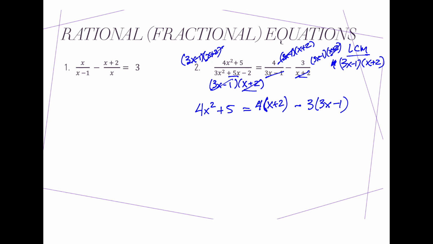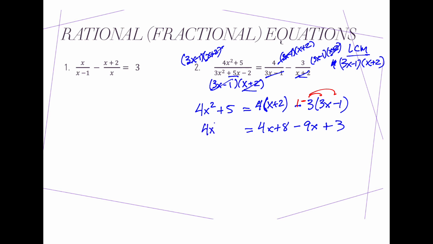Now let's go ahead and distribute out here. On the right, we get 4x plus 8. And think of this as negative 3 that we're taking in. I'm going to make that plus negative. So don't forget to take the negative in with it, and that becomes minus 9x plus 3.